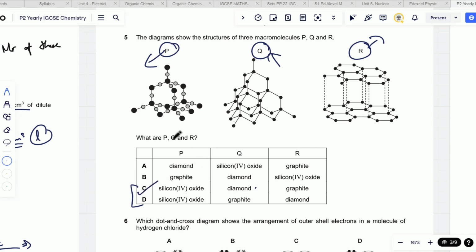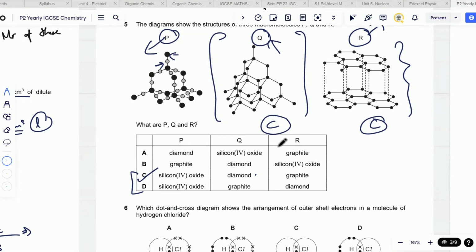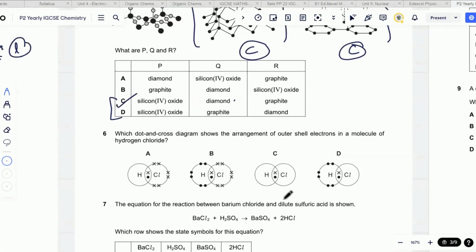Yeah, it is correct because this is the structure of silicon dioxide, because of the two different atoms over here. And these two structures are made of carbon, diamond and graphite. The only difference is the structure, right? Remember, graphite is in the form of layers, and this is the structure of a diamond. So C is the correct answer. All right, now let's see question number 6.